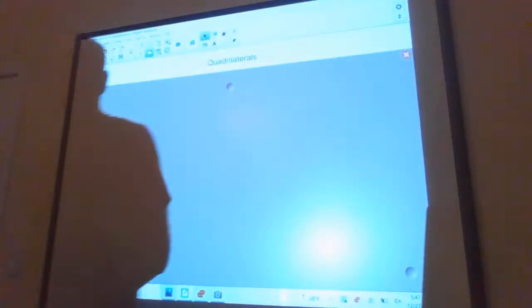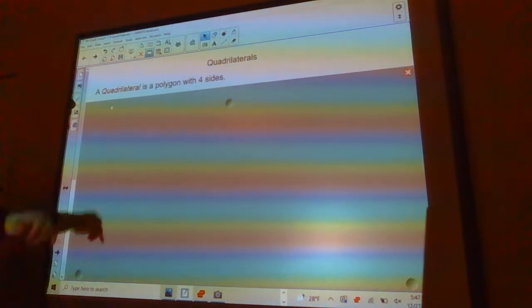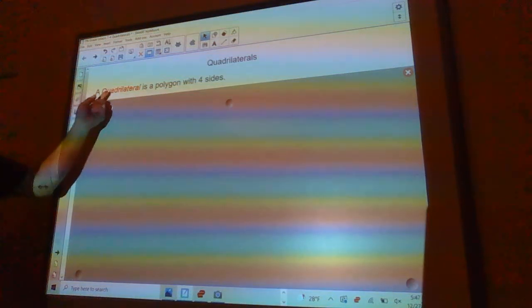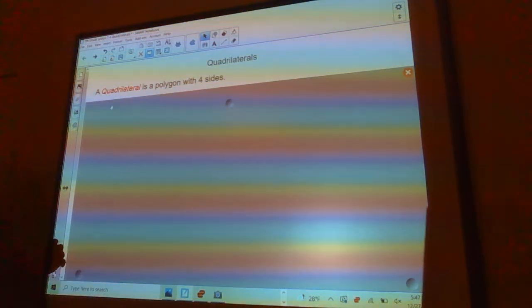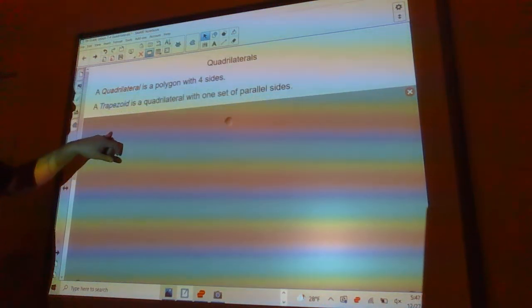Hey guys, today we're going to talk about quadrilaterals. So a quadrilateral is a polygon that has four sides. That's all it is, quadrilateral, four sides. That's exactly what it means. Lateral is Latin for sides, quad is four.